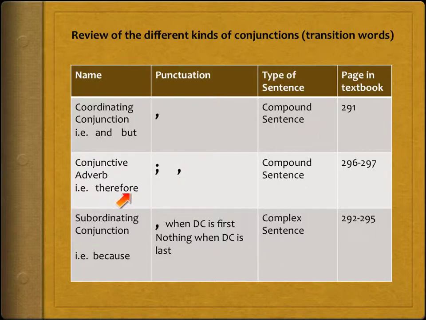Conjunctive adverbs. These are also used in a compound sentence. A conjunctive adverb, as you can see, has different punctuation. It has a semicolon, conjunctive adverb, and then a comma. An example, therefore. And finally, a subordinating conjunction. A subordinating conjunction is used along with a dependent clause. That's why we will find it in complex sentences. Subordinating conjunctions go in complex sentences.